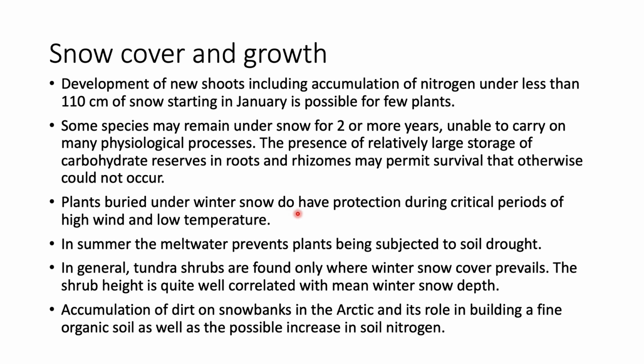Plants buried under winter snow do have protection during the critical periods of high wind and low temperature. In summer, the meltwater prevents plants from being subjected to soil rot. In general, tundra shrubs are found only where winter snow cover prevails. The shrub height is quite well correlated with mean winter snow depth. Accumulation of dirt on snowbanks in the Arctic plays a role in building a fine organic soil, as well as a possible increase in soil nitrogen.